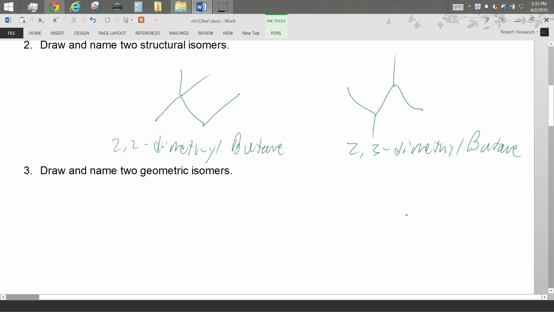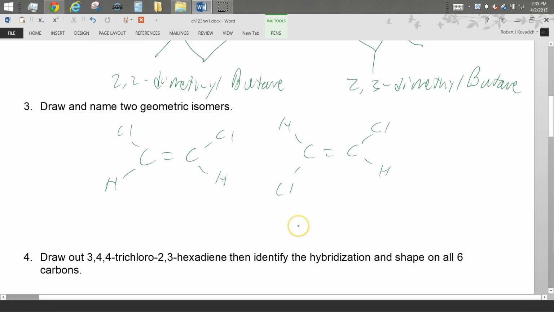And geometric ones can just go like this. So these two are both 1,2-dichloroethene, and then this is my trans, and then this is my cis version.